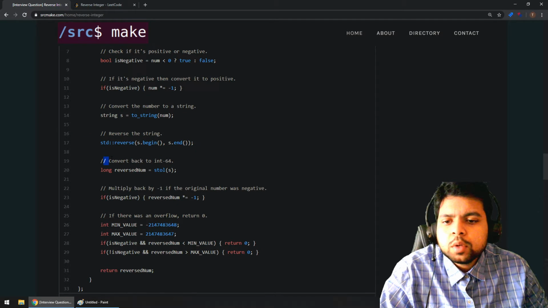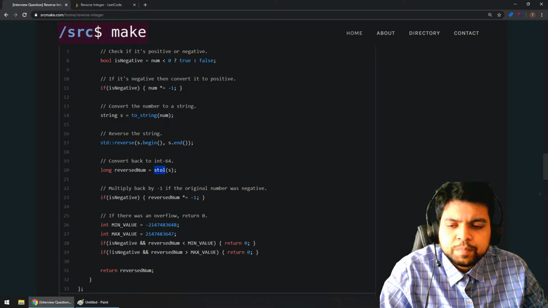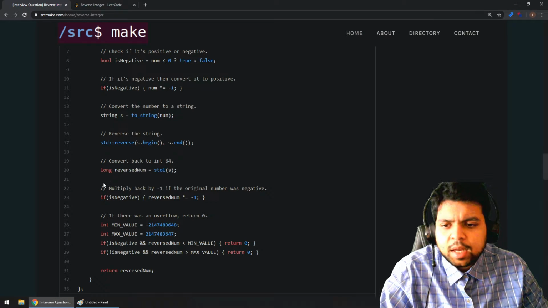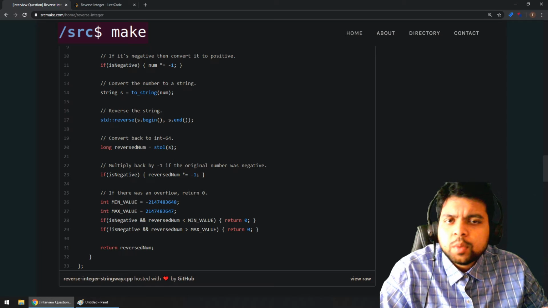We want to convert the string back into the long, or the 64-bit integer, with the string-to-long function. And if the original number was negative, then we want to make our reversed number negative again. So we just multiply by -1. But here's where we handle the overflow.